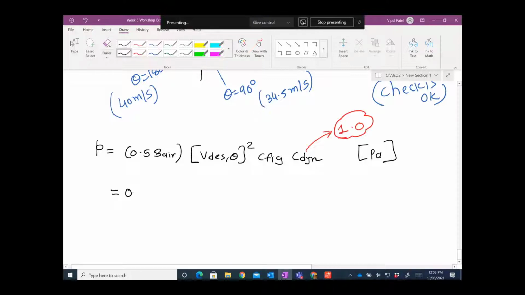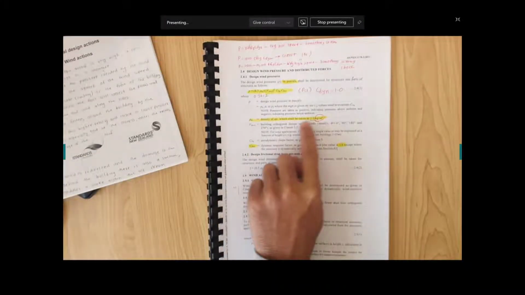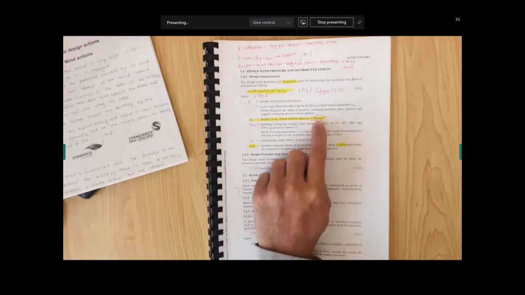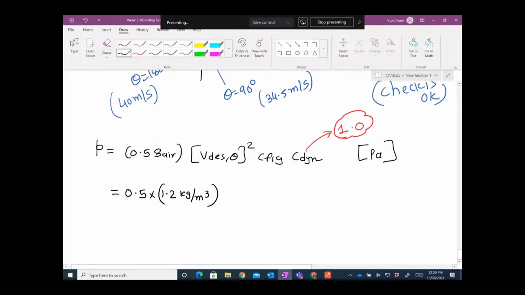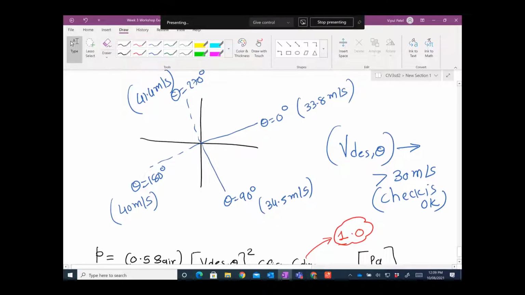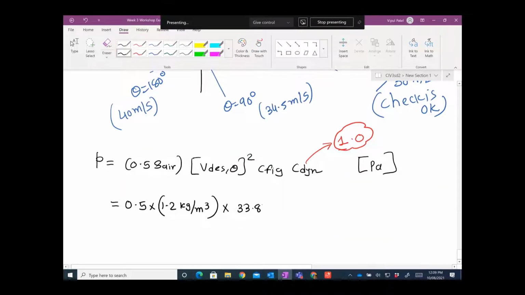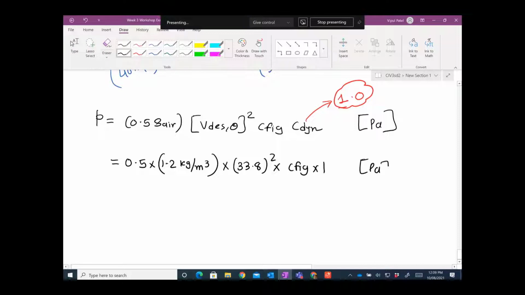In this case, we have 0.5 times the density of the air, 1.2 kilogram per meter cube. Don't change the units. And where is it coming from? That is coming from here. Density of air 1.2 kilogram per meter cube. Don't change your newtons or anything. And V design speed, we have 4 different design wind speeds. Let's work out this first one. 33.8 square, and C fig and C dynamic is 1 and the unit is pascals.